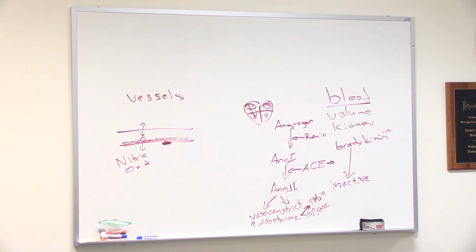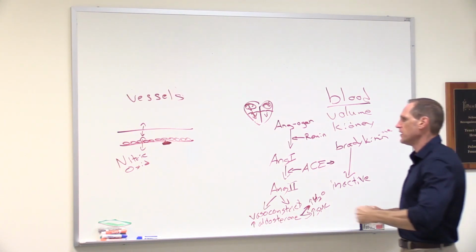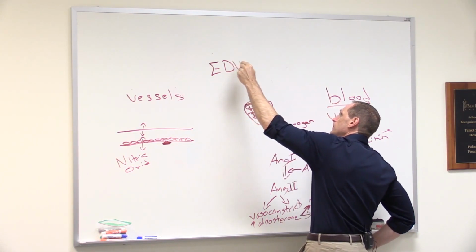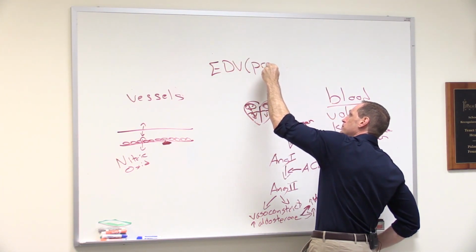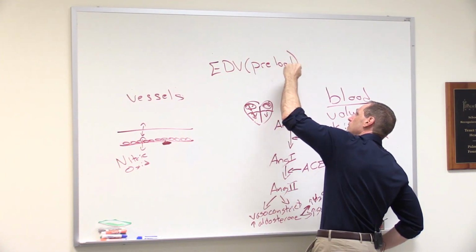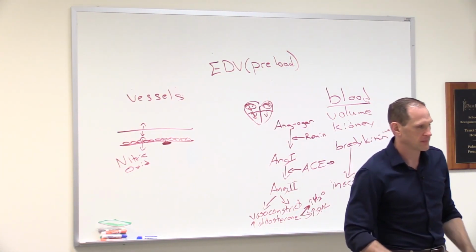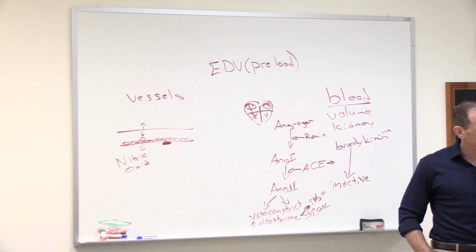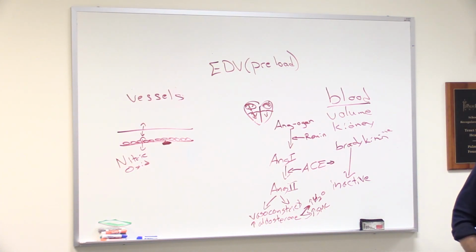So, the amount of blood right before you pump, what's the fancy name for pump? Systole. So right before systole, you have the end of diastole. And that blood volume is called end diastolic volume, EDV. And there's another fancy name for that, which is preload. The reason it's called preload is because it actually stretches the muscle fibers of the heart ever so slightly.